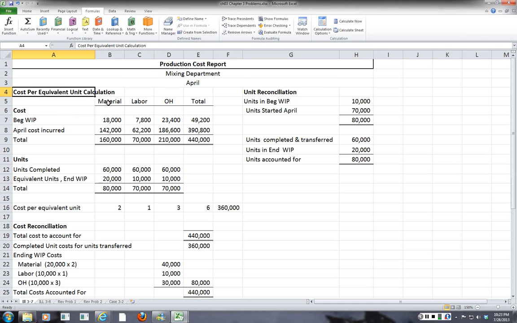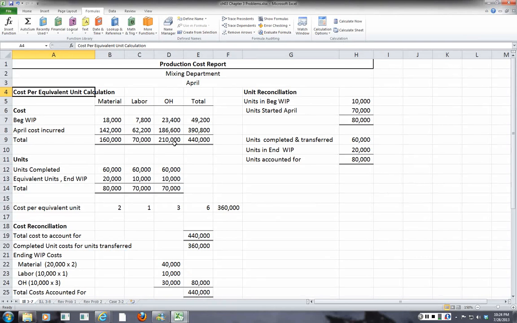Of course, we've got material, labor, and overhead in total, and we have a beginning work in process inventory of material of $18,000. You can see labor and overhead, total of $49,200. Then we have the costs that were incurred in April: $142,000 in material, $62,200 in labor, and so much for overhead, for a total of $390,800 of costs incurred in April. So you add that to the beginning inventory and you come up with $440,000, which is comprised of material, labor, and overhead.